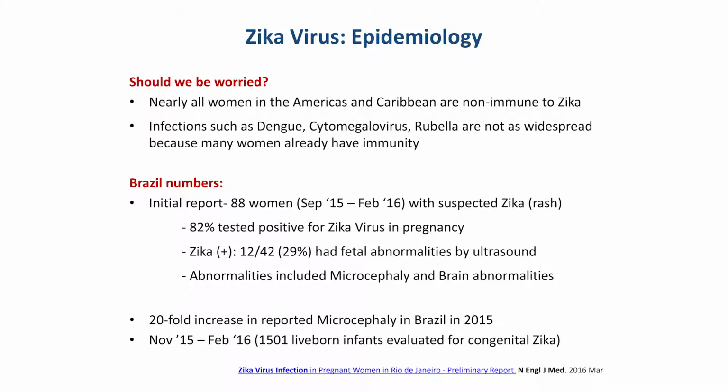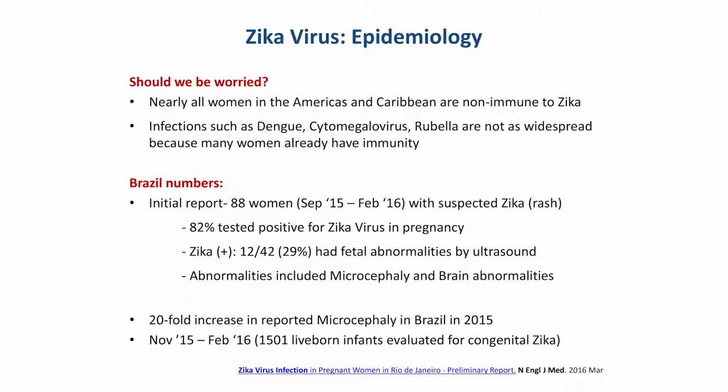So should we be worried? Well, if we take care of pregnant patients, we're definitely going to get a lot of questions, and I think there really is evidence to be worried. For one, because Zika virus is new to this region of the world, all women are non-immune. They have no immunity, so they're all at risk of having an infection. Infections such as dengue, cytomegalovirus, and rubella are not as widespread because people have immunity. We've been exposed to these in the past. But if we look at rubella 40, 50 years ago in the United States, it caused a very large outbreak of birth defects. So when these viruses are introduced into a new population, there is a very high chance of causing birth defects.